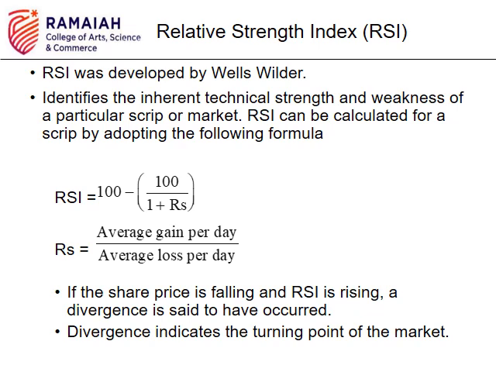RSI can be calculated for a script by adopting the following formula. I've given you the formula: 100 minus 100 by 1 plus RS. What is RS? Average gain per day divided by average loss per day.